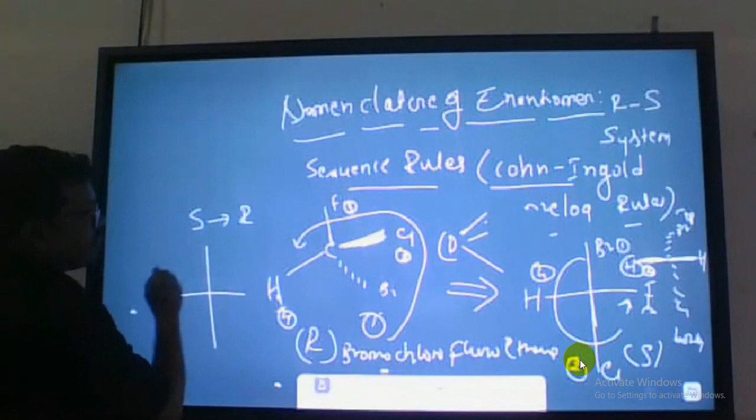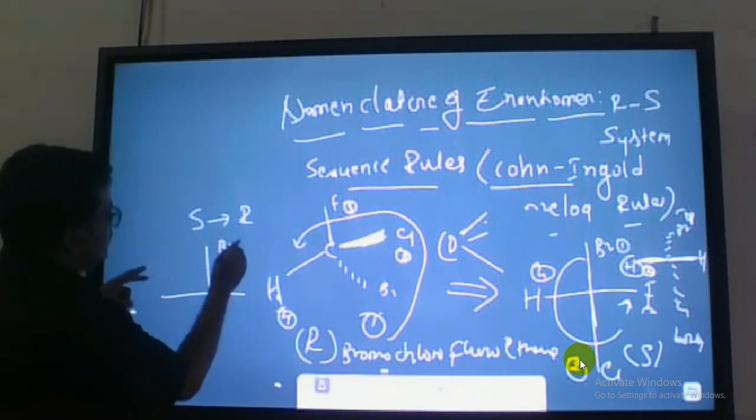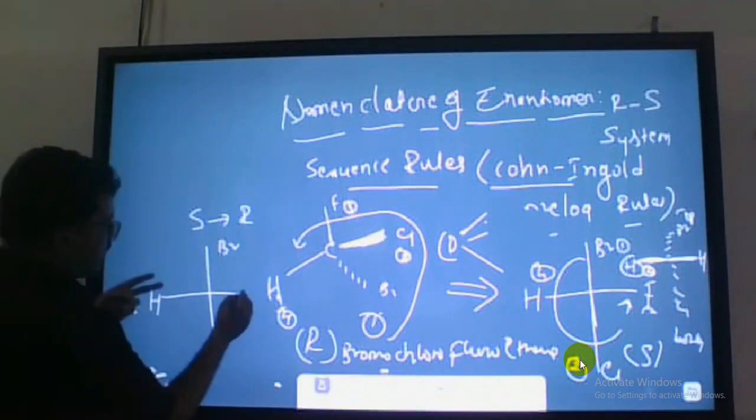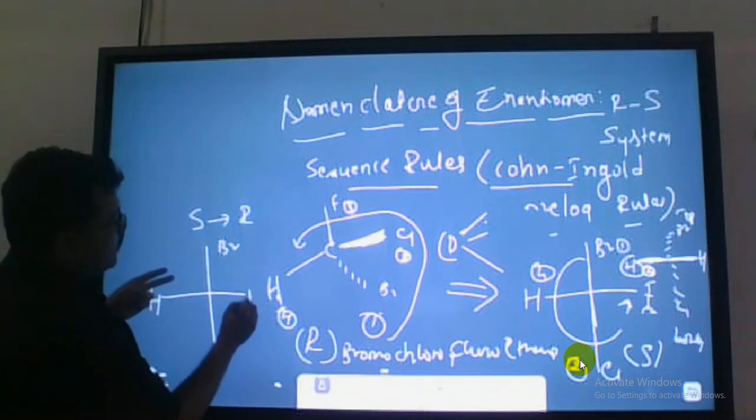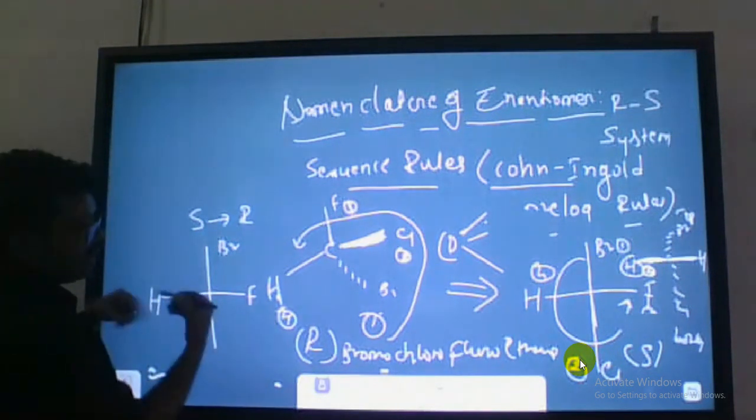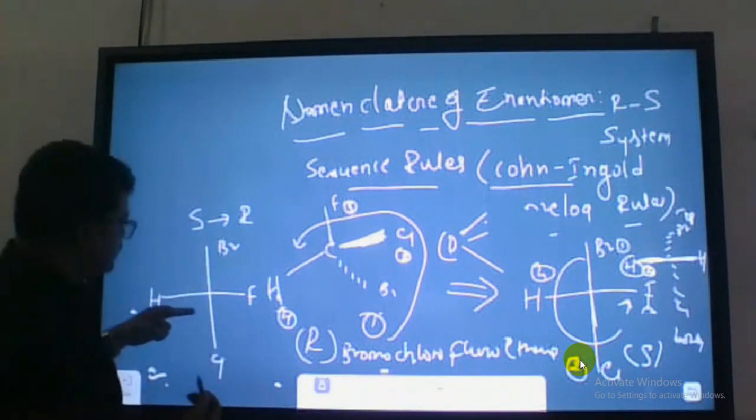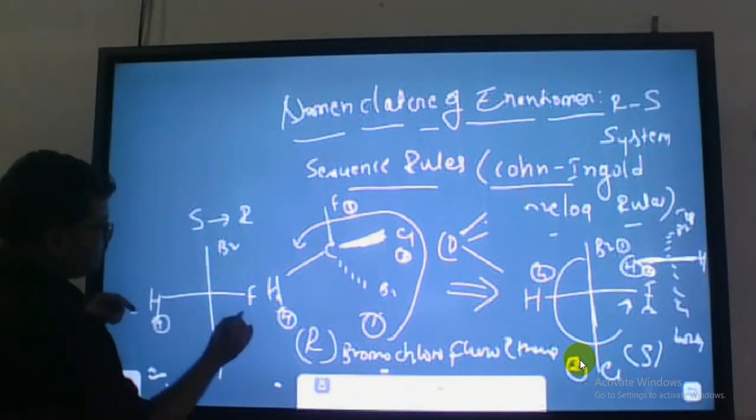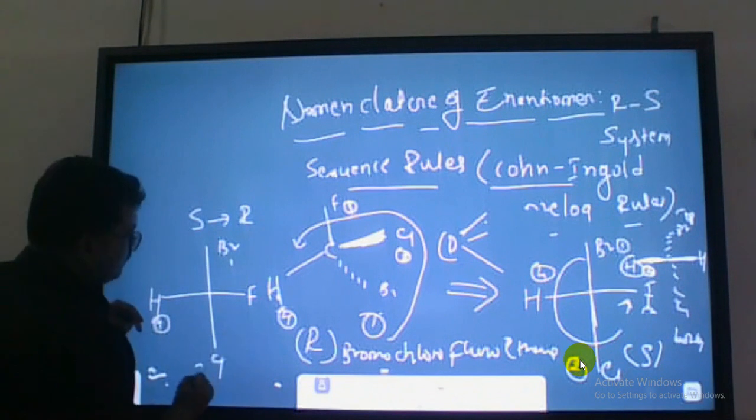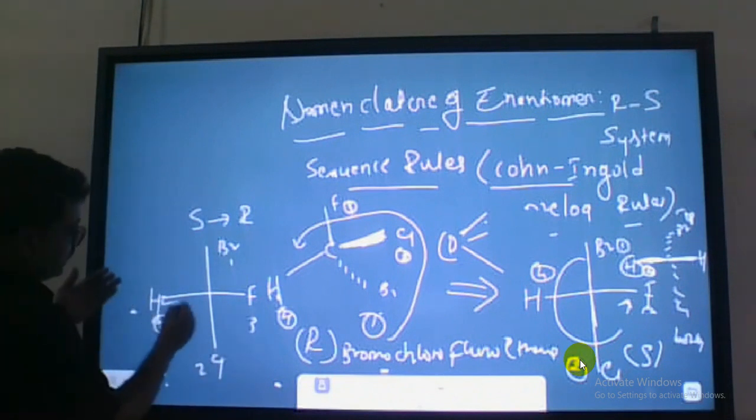Please note this point. Note this point under bromine: this is away from the viewer, the horizontal line is away from the viewer, and this is the vertical line towards the viewer. So this is the fourth priority.